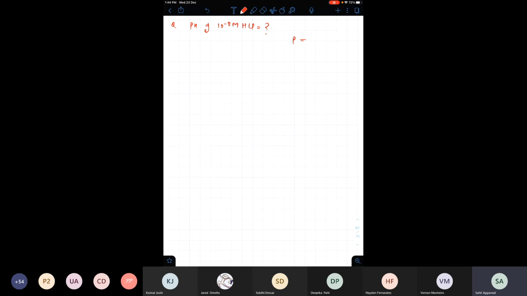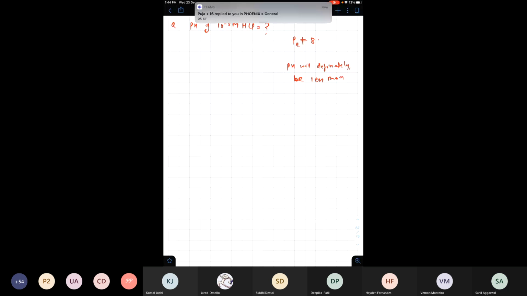So pH cannot be 8, this we know. pH will definitely be less than 7. So we will give the answer from 6.95 to less than 7, anything. Whatever you see in that range, you can mark it. 6.95 to less than 7, anything written, you can mark that.